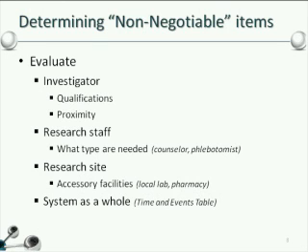Okay. So the first step in establishing your criteria, and this is more for the lead team: you want to evaluate your investigator. For example, what qualifications, proximity to the site, affiliations. I like to think of these items as your non-negotiable items, things that you just can't possibly see your study surviving without.